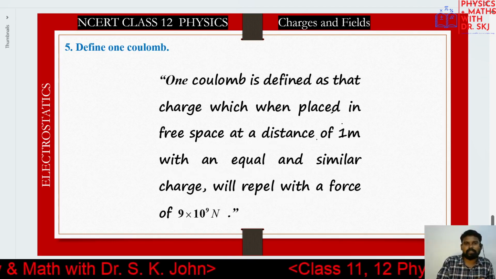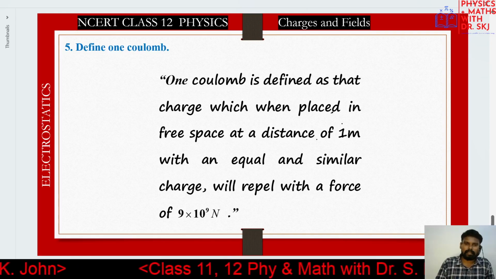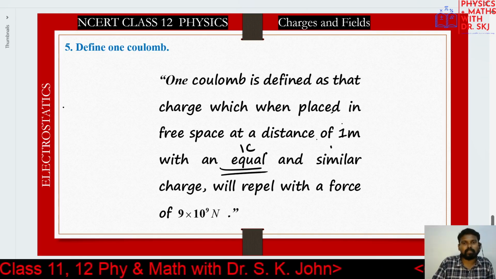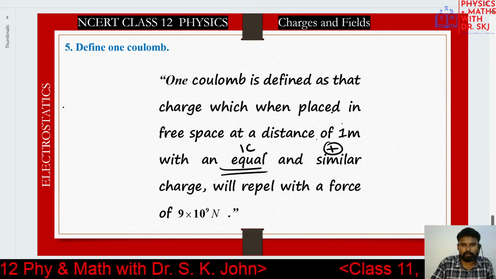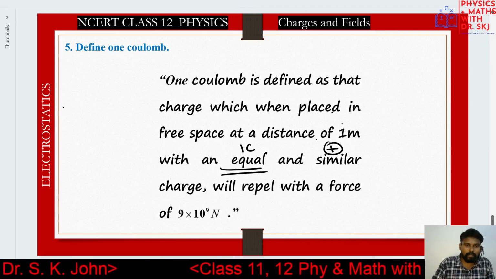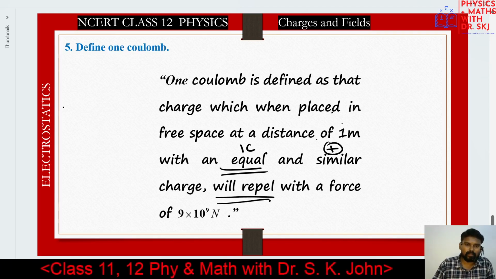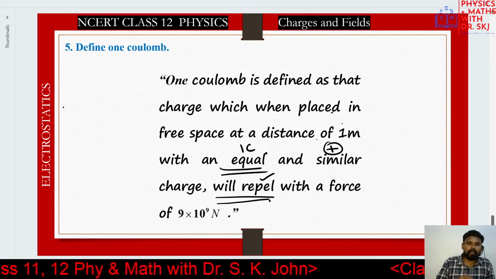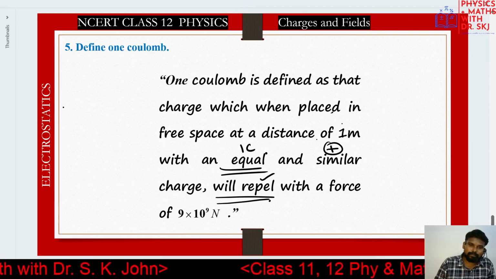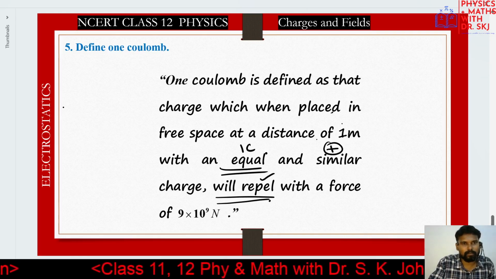That we got from the equation. 1 Coulomb is defined as that charge which when placed in free space at a distance of 1 meter with an equal and similar charge. Equal means both are 1 Coulomb. Similar means both are positive. If one charge is positive, the other should be positive. If one charge is negative, the other charge should be negative. Then only you can say they will repel. If one is positive and the other is negative, they will attract. So if you want to say they will repel, both charges should be positive or both charges negative. This is the definition of 1 Coulomb charge.